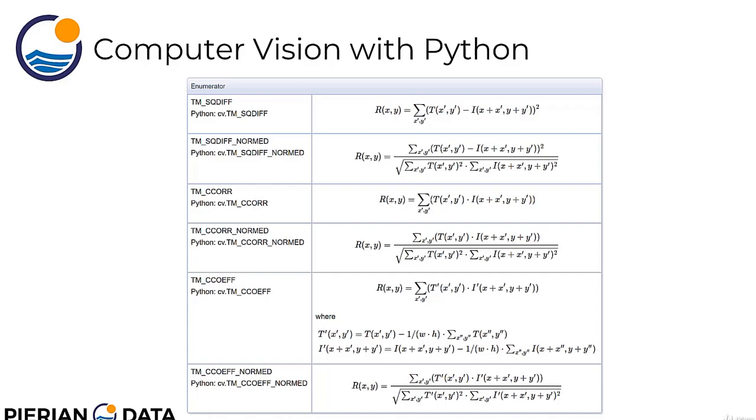What we're going to do is explore how well each of these works. We'll have a target image of a dog's face, and then scan a larger image to see where we actually find the match of the dog's face, and then highlight it.